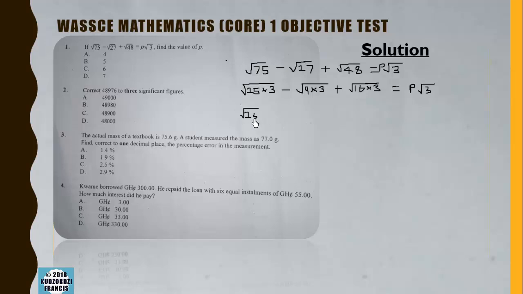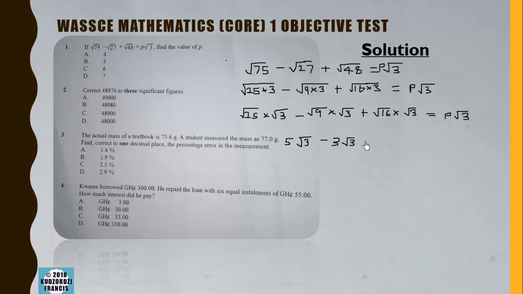Now we can separate the square roots for them. So we have root of 25 times root of 3 minus root of 9 times root of 3 plus root of 16 times root of 3 is equal to p root 3. So now the next thing we do is to evaluate the perfect squares. So root of 25 is 5, times root 3 is 5 root 3.